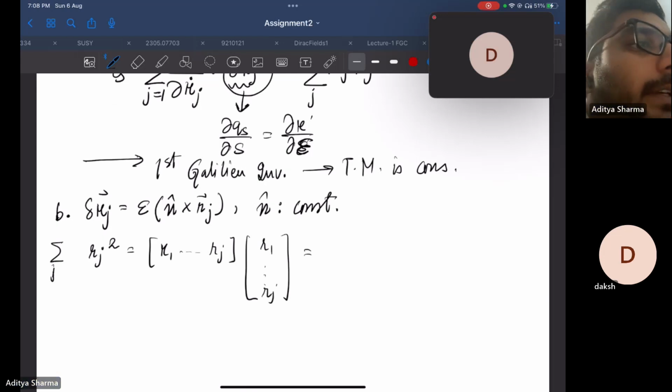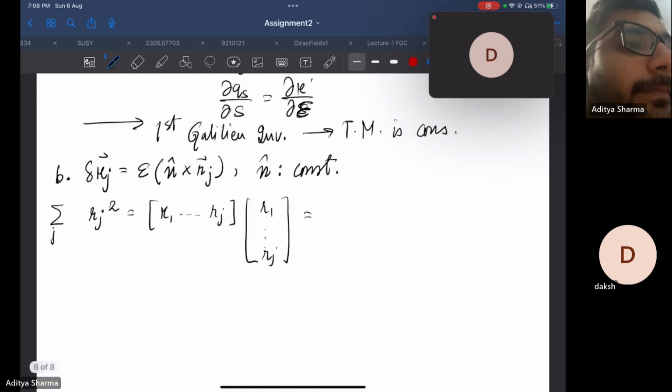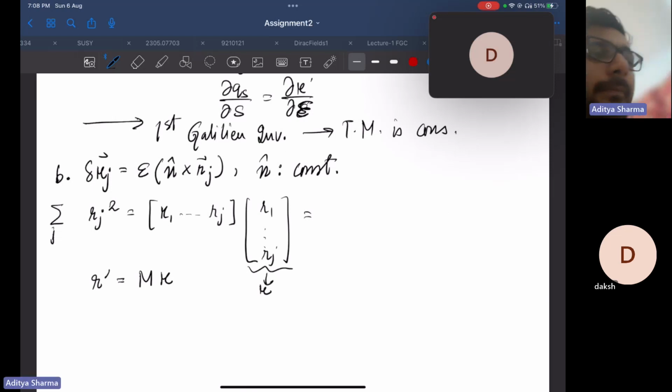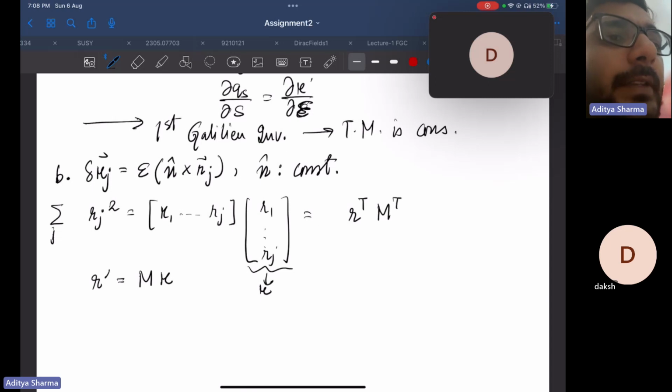And here, rotations mean nothing but some orthogonal transformations. So there is a matrix M. So your new R prime is equal to some M times R. This I'm calling as R. Therefore, this R transpose M transpose, and from this side M R.